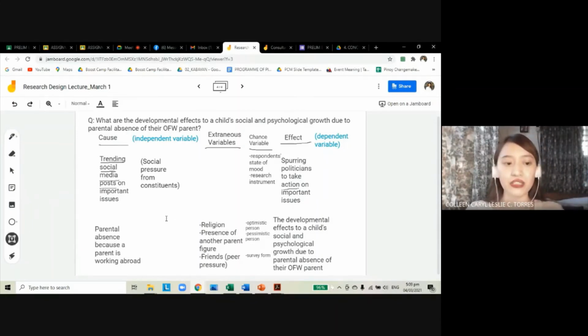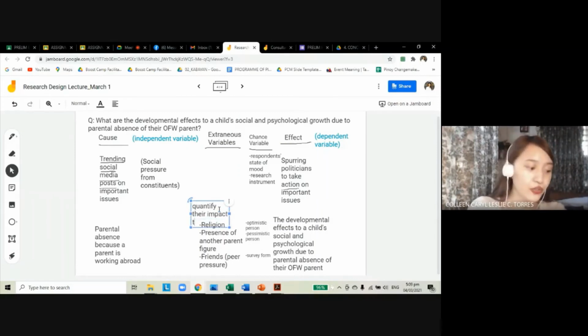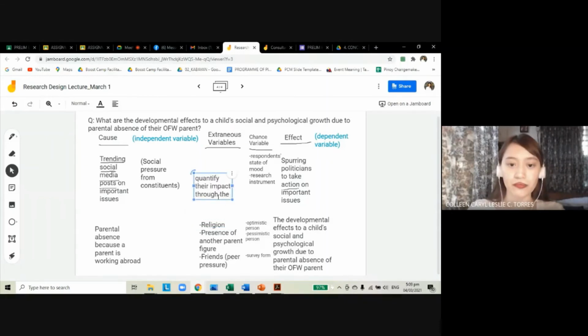So that's the best way that the study will be valid. So again, quantify, as mentioned in the book, quantify their impact through the use of a control group. So this is lialo na nato siya.